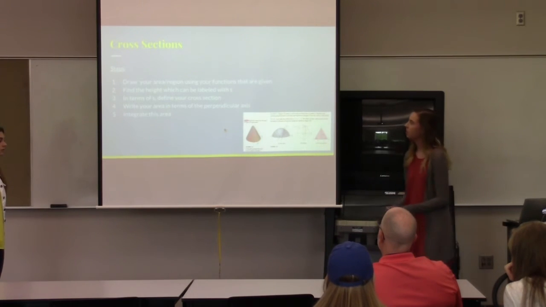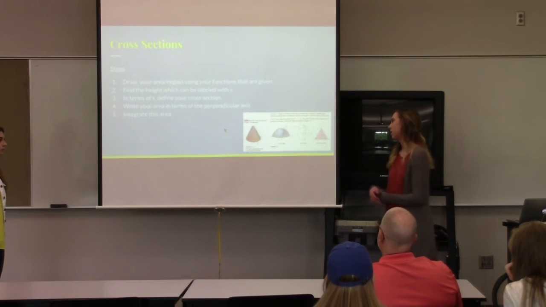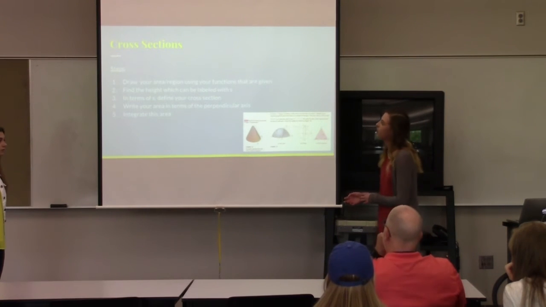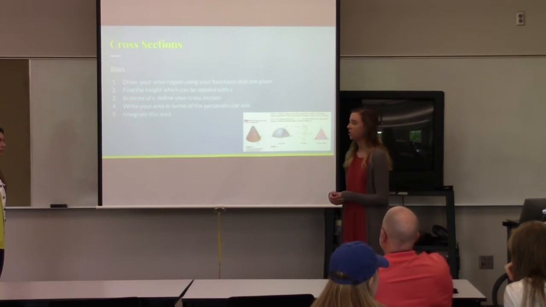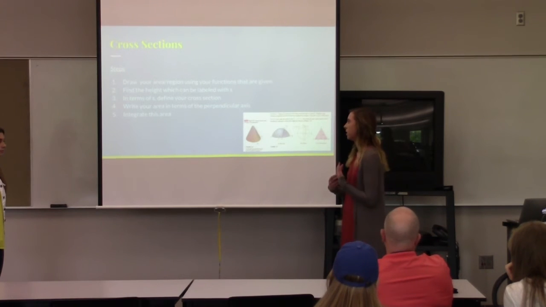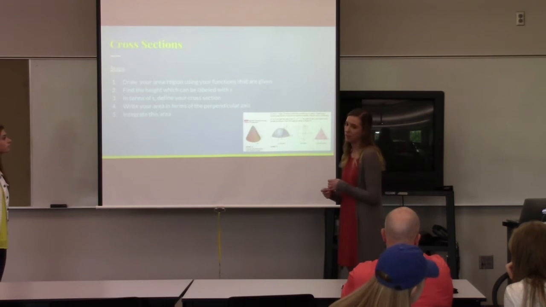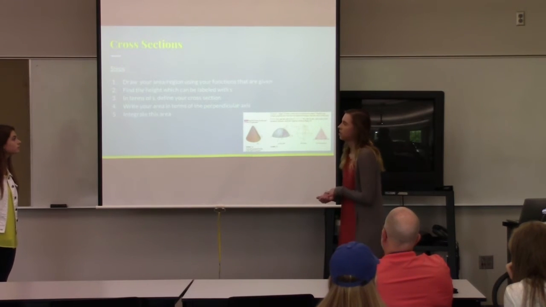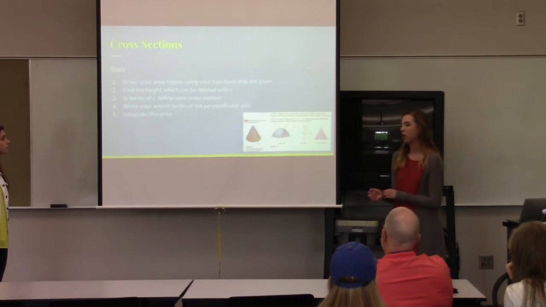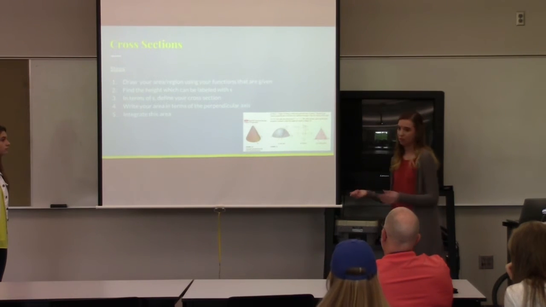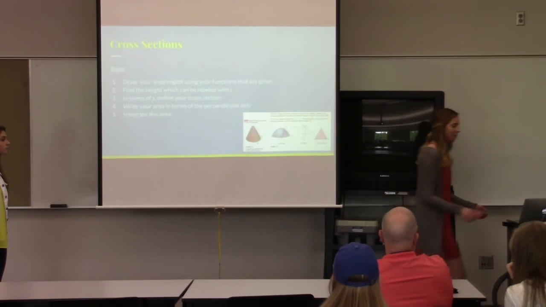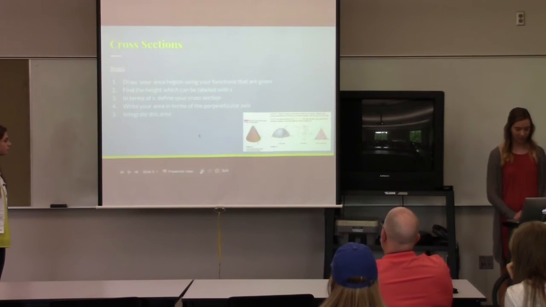Now we're going to review the steps that Krieger taught us for finding a cross section. First, you draw the area of your region using your functions to see what shape it makes. Then we find the height, which would be labeled with the estimate. In terms of S, you define your cross section and write your area in terms of how it is perpendicular to the axis. Then you integrate your area to solve your problem. And then we had a little picture of different examples.